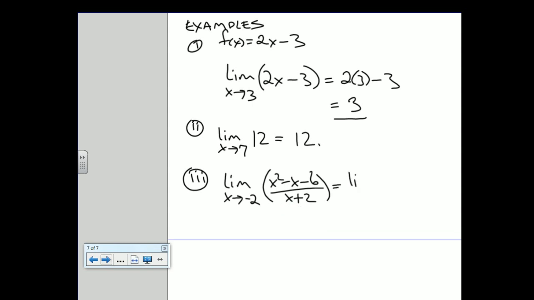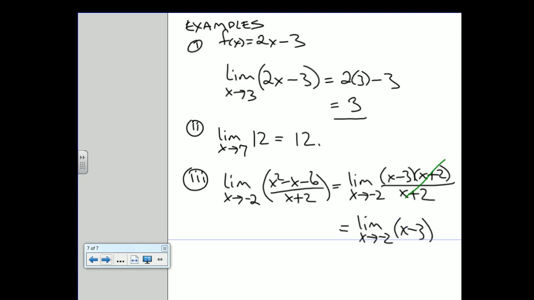But we can cancel by factoring. The numerator factors into x minus 3 times x plus 2, and the denominator is x plus 2. Yeah, I know. You thought you were finished with factoring, but not quite. Not at all. Now, if you look, the x plus 2's will cancel. So now we have our limit as x approaches negative 2 of x minus 3. Now, notice, I have kept the limit in front because I have not applied the limit yet.